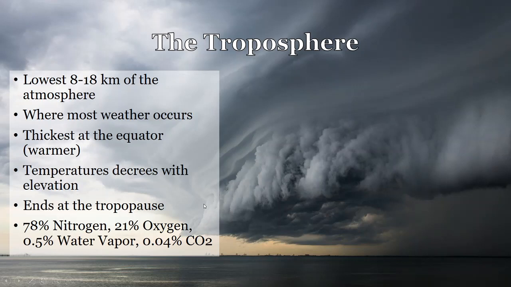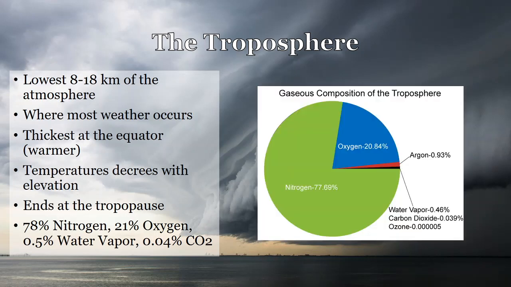And as you move up in the troposphere, the temperatures will decrease. So you have the warmest temperatures near the surface, where the ground and the ocean can warm up the atmosphere. And as you move higher up, as you might expect, then you have colder and colder temperatures as you move away from that heat source.